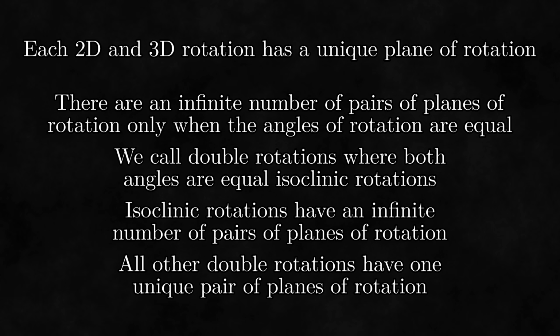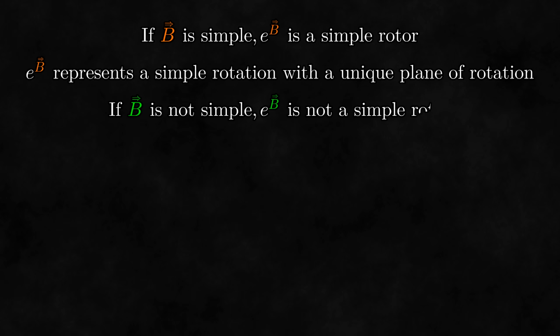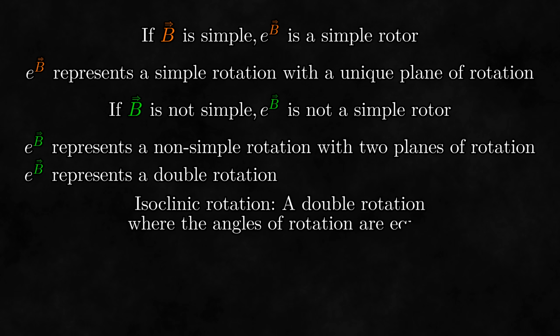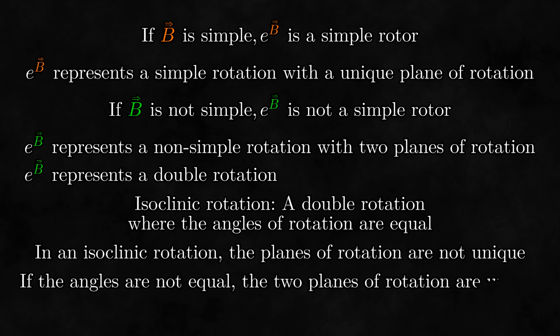We just covered a lot of different kinds of 4-dimensional rotations, so let's summarize what we have learned. Given any simple bivector, exponentiating it produces a simple rotor. The simple rotation this rotor represents has a single unique plane of rotation. Given any non-simple bivector, exponentiating it produces a non-simple rotor. The non-simple rotation this rotor represents has two planes of rotation, so we call it a double rotation. If the angles of rotation in the two planes are equal, we call the rotation an isoclinic rotation, and the two planes of rotation are not unique. If the angles are not equal, the rotation is not an isoclinic rotation, and the two planes of rotation are unique.